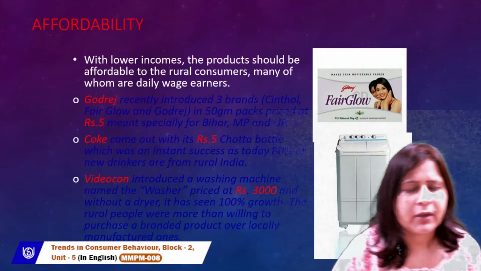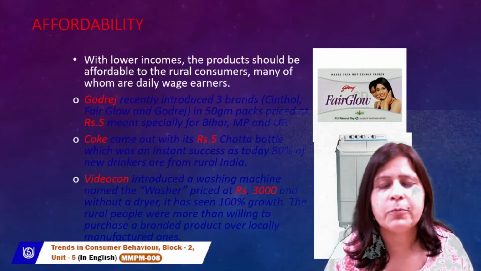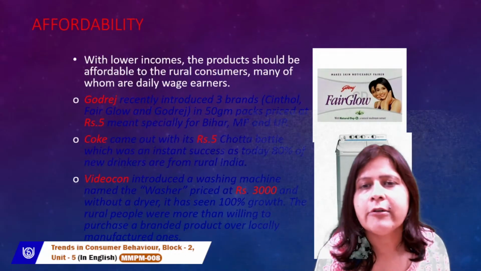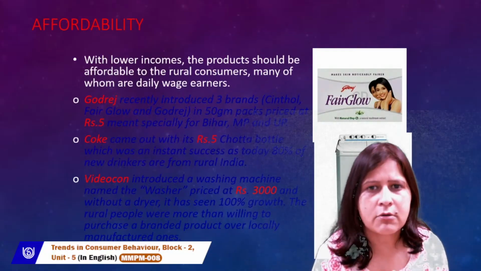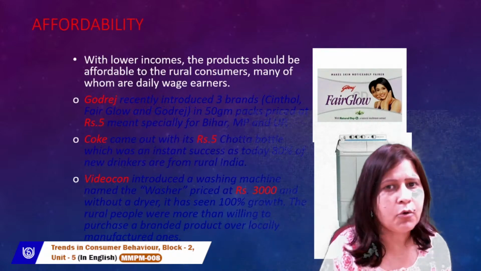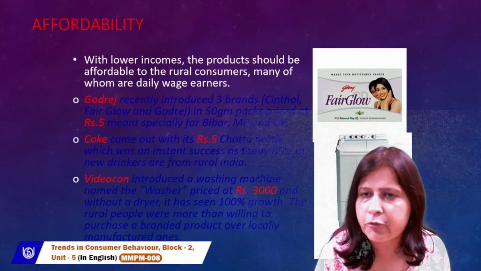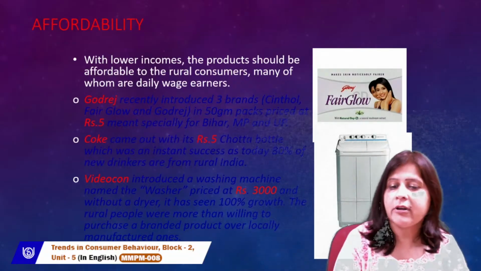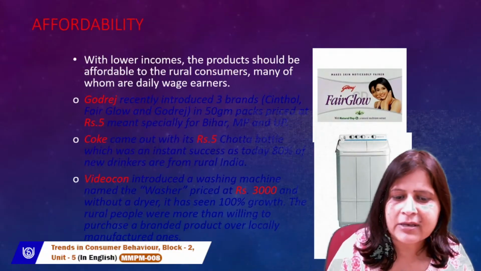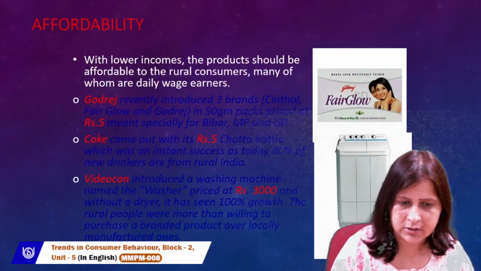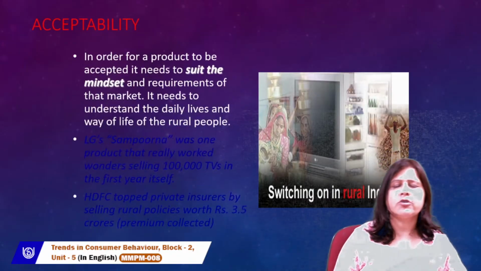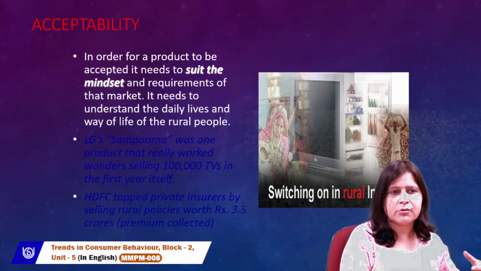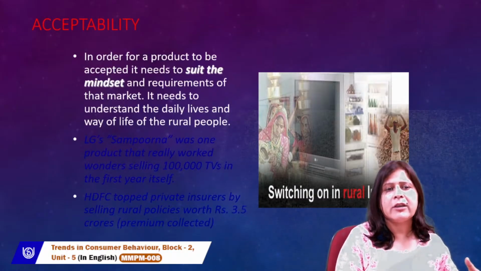See, affordability, right? It is important that your product should be affordable to the rural consumer because of the low income. For example, Godrej has introduced their product at a lower cost. Another example is Coke, that came out with a 5 rupees Coke bottle. Then another example is Videocon, which introduced a washing machine named Washer, priced at just rupees 3,000. So it is important that you make your product available at lower cost, so that the rural consumer can afford the product.